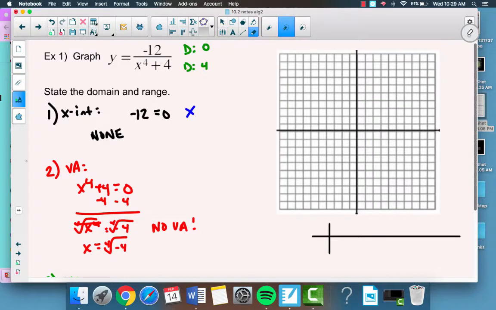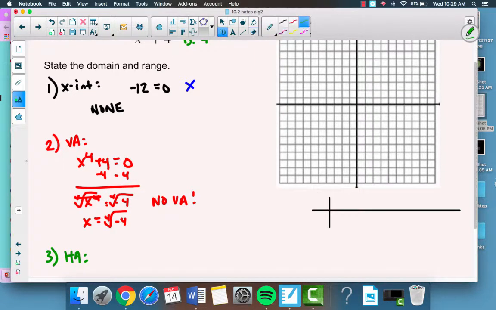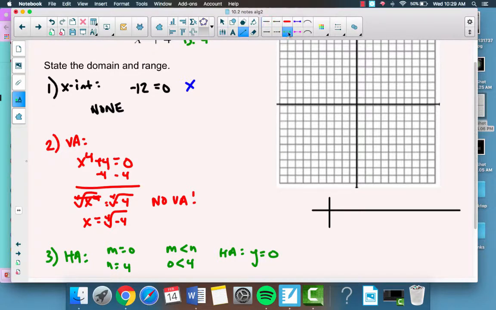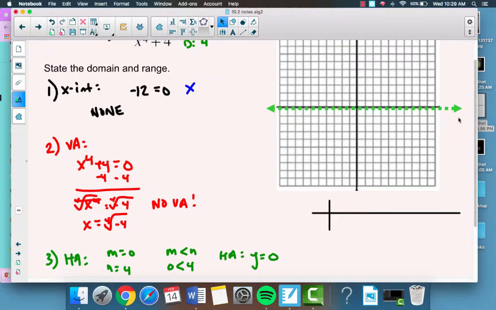So what that means in this case is that, using our letters, m was 0, n was 4. Okay, and we had a rule that said when the m is less than the n, so 0 is less than 4, that means that we have a horizontal asymptote at y equals 0. So what I'm going to go ahead and do is graph a dotted line at y equals 0. That's our horizontal.